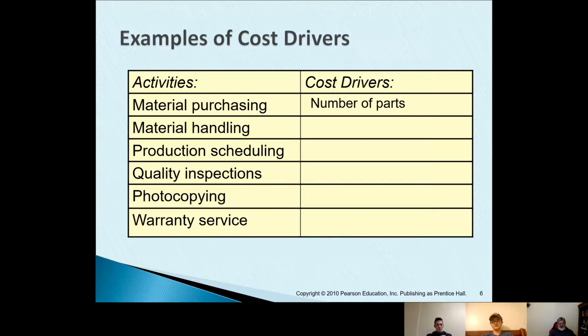Material handling, we kind of talked about that already. Again, the number of parts, or depending on how you count, it could be the number of pallets moved. But sometimes you had one part on a pallet, and sometimes you had 100 parts on a pallet, and it took the same amount of effort to move that pallet. So it depended on the job we were doing as to how we counted that one. Production schedule: what do you think the cost driver for production schedule is going to be?